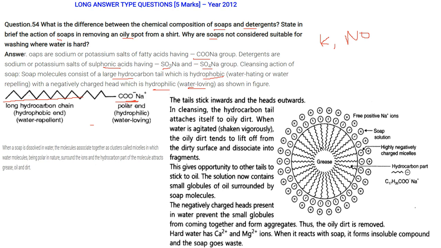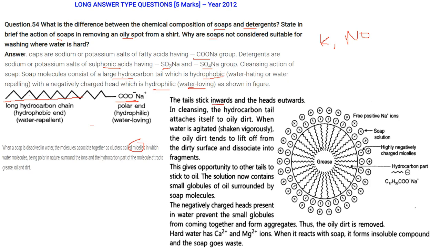So when a soap is dissolved in water, the molecules associate together as a cluster to form micelles, in which water molecules, being polar in nature, surround the ions, and the hydrocarbon part of the molecule will attract the grease and the dirt. The tail will stick inwards and the head outwards.